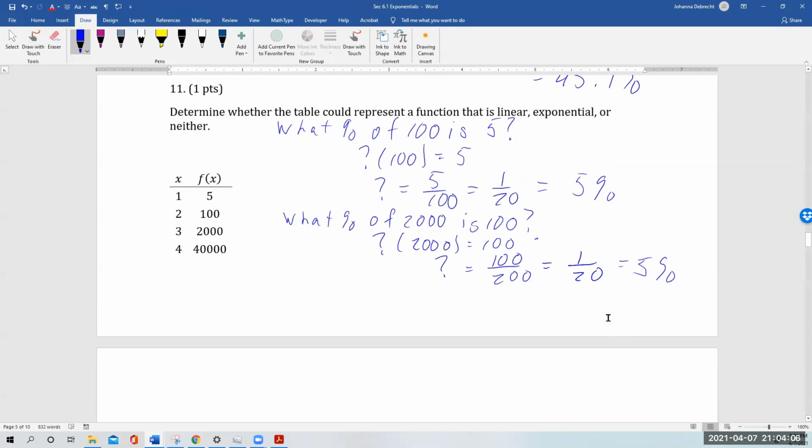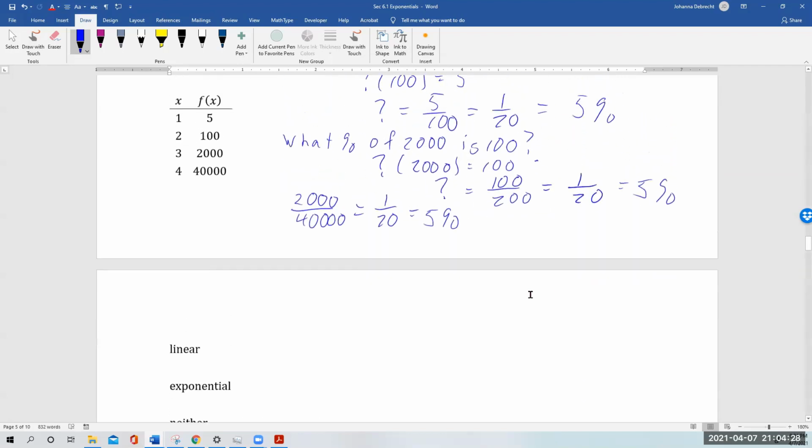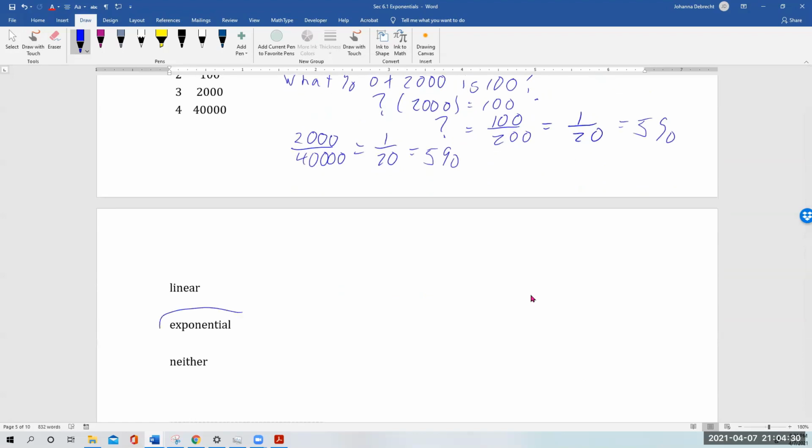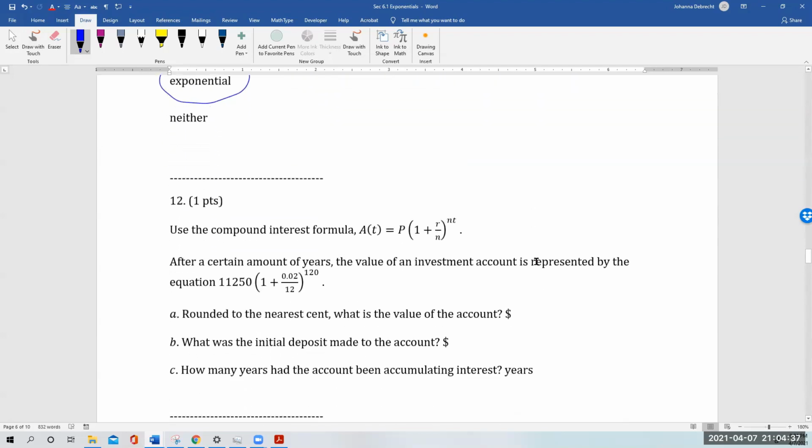In this case, if we apply it to the last one, we would be taking 2,000 and dividing by 40,000, and we would get the same percentage increase. In other words, the same 5% increase each time means that this one must be, in fact, exponential. And it's got to be exponential growth because they're going up in value. Let's take a look at the next problem.